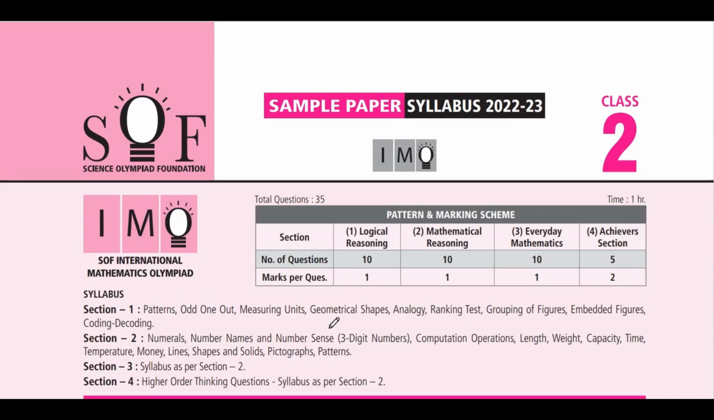Section 1 will contain this syllabus. You can note it down, and section 2 will also have this syllabus. You can note it down, and section 3 will have the same as section 2, but it will be related to everyday mathematics. And section 4 will also have the same syllabus as section 2, but it would be higher order thinking questions. These higher order thinking questions are a little tricky and a little out of the box. We will be doing these types of questions at the end of this video. So please stay connected till the end of the video.